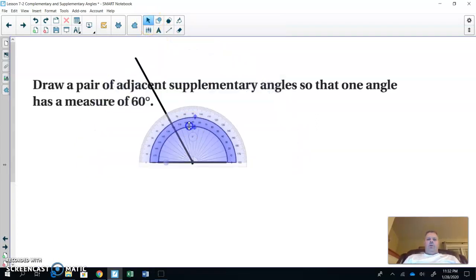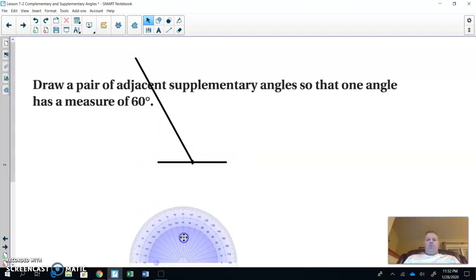I will then get rid of my protractor, and I know that this is a 60-degree angle, and I know that this is a 120-degree angle because they have to add up to 180. These are adjacent and supplementary.